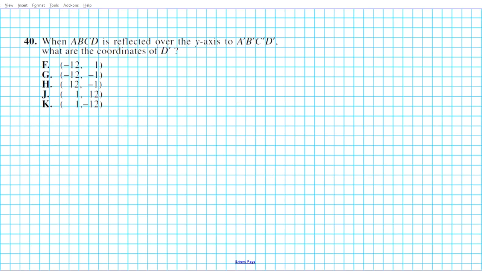Alright, let's take a look at question number 40. It reads, when ABCD is reflected over the y-axis to A prime, B prime, C prime, D prime, what are the coordinates of D prime? There are two ways you can do this.